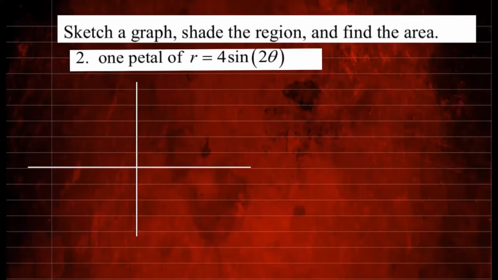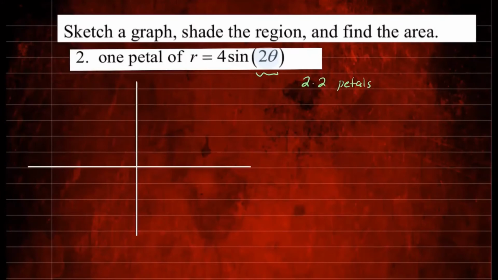So if you have an n times theta, or let's say 2 theta in this case, what this number tells us is the number of petals you're going to have. So here, if this is 2 theta, you're going to have 2 times 2 petals. So in other words, you will have 4 petals for this particular graph.